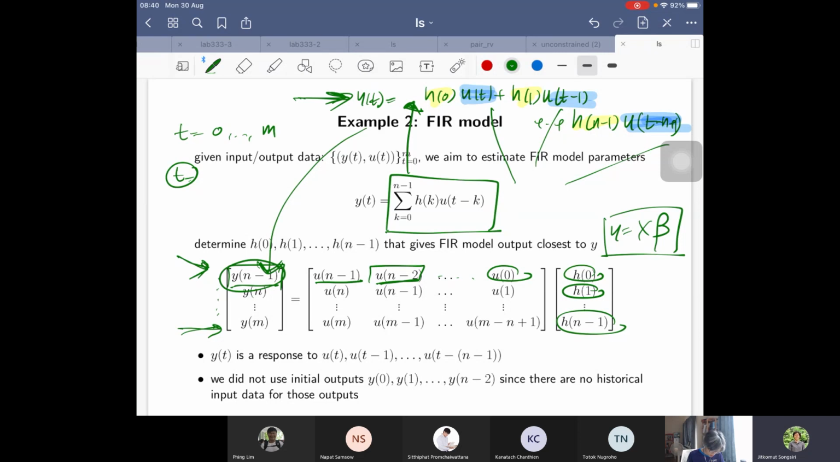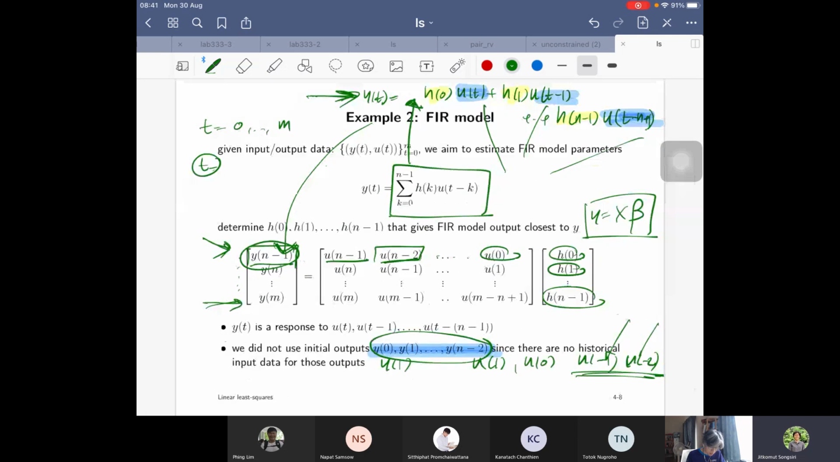And then, of course, as I mentioned here, we didn't use the initial outputs. We didn't use y0 and y1, because if you write y1, you're going to need u1, u0, u minus 1, u minus 2, and of course these inputs at negative time index are not available. So you need to trim out, neglect these initial outputs. All right, so this is it.